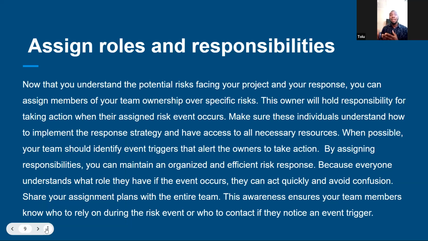If you can reduce the likeliness, that means you can try to put resources in place to reduce it and always be ready to solve it. So next slide. Okay, and assign roles and responsibility.